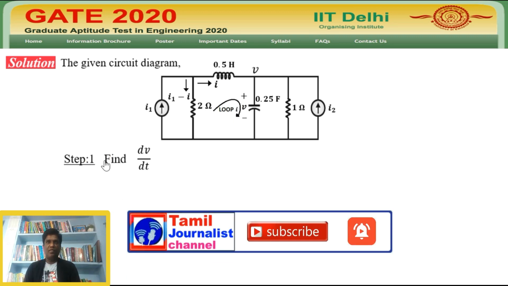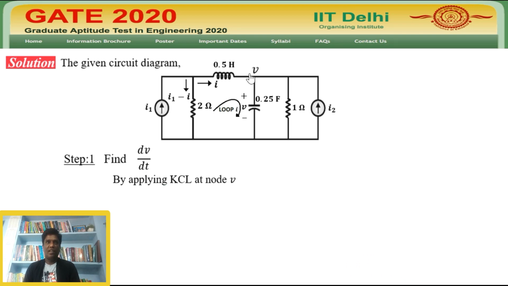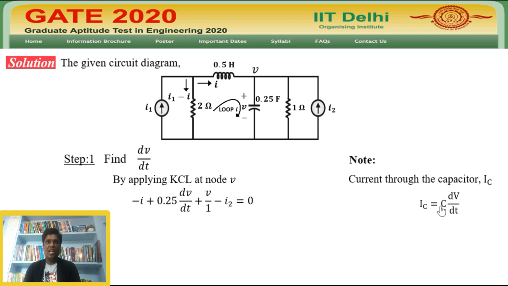Next, step 1, we need to find the dV by dt equation by applying KCL at node V. The first path, the current through the inductor, which is entering the node, is minus I. The second path, the current through the capacitor is I, and here the current flows from higher potential, positive, to lower potential, negative, which means the current is leaving the node, is plus C into dV by dt, or plus 0.25 into dV by dt.